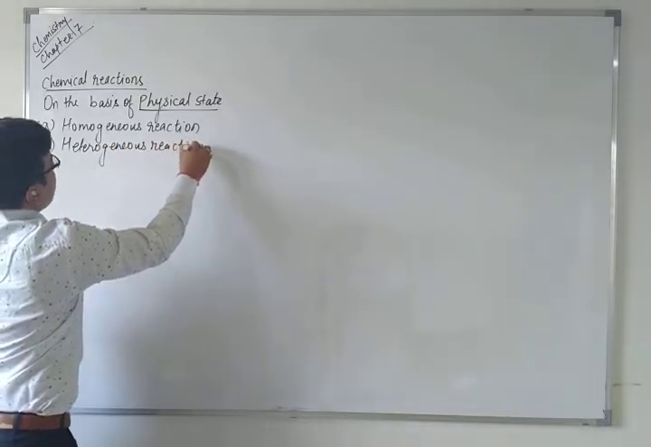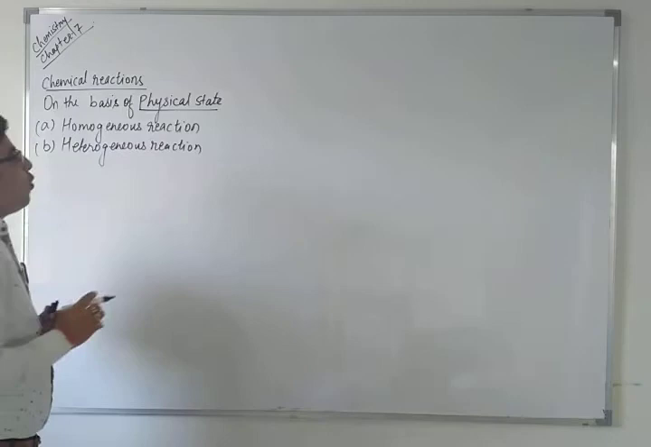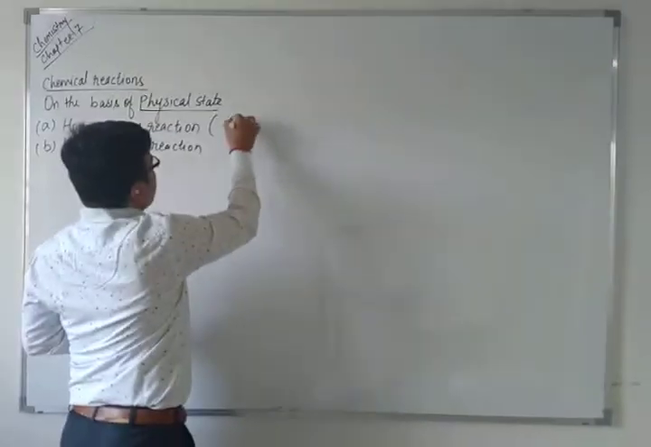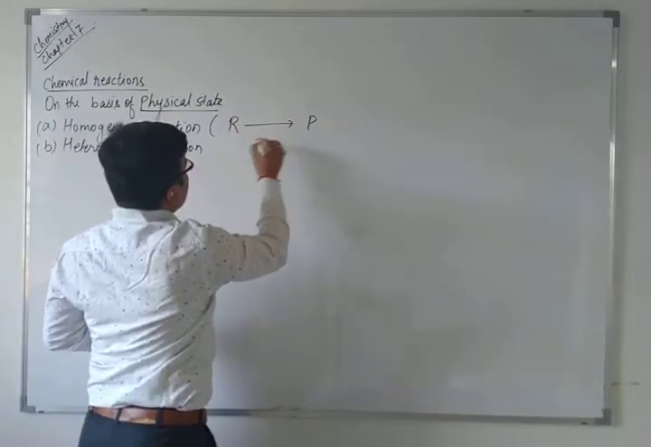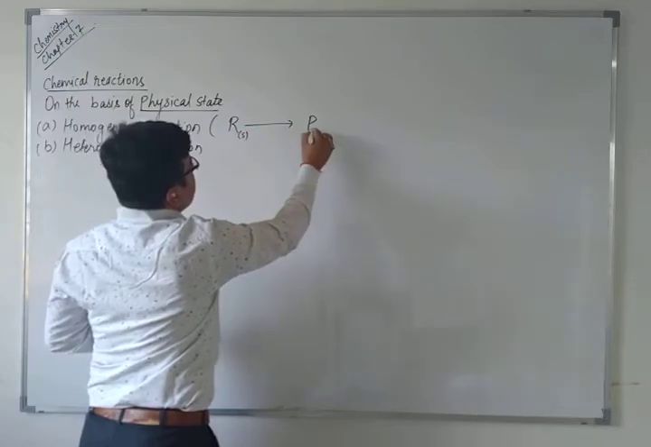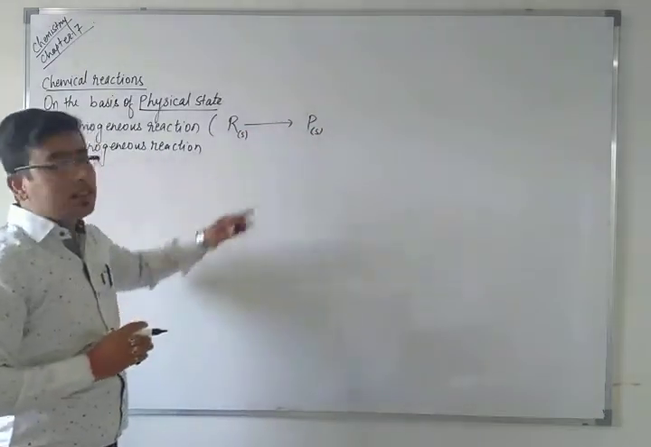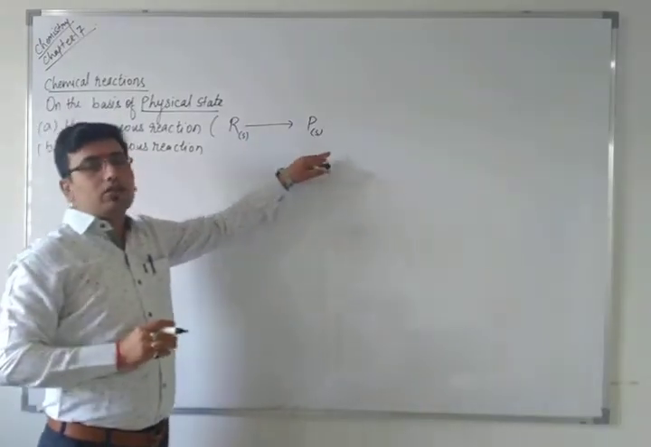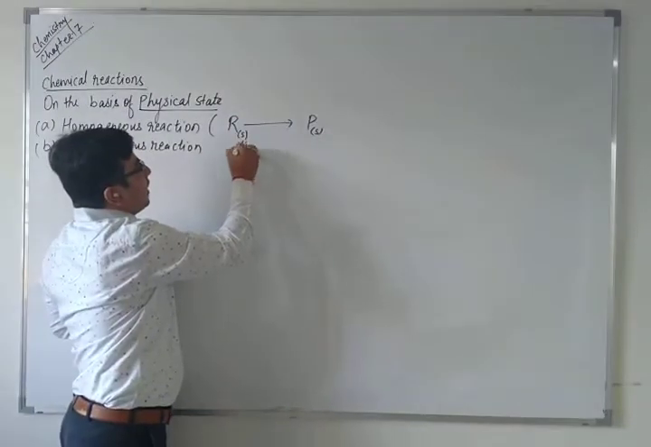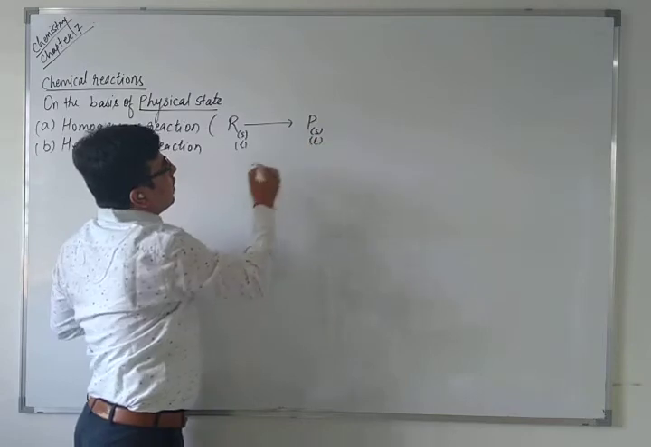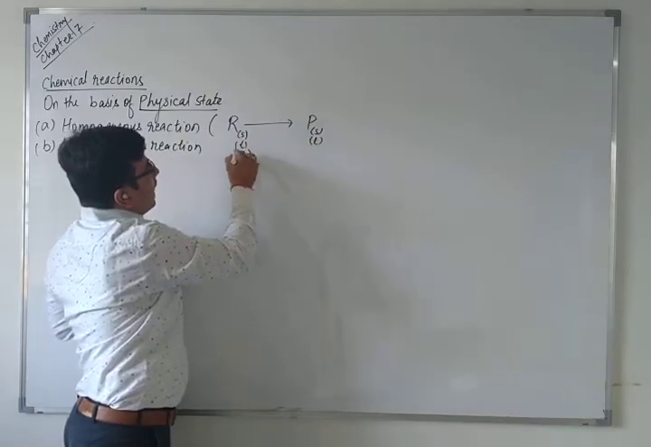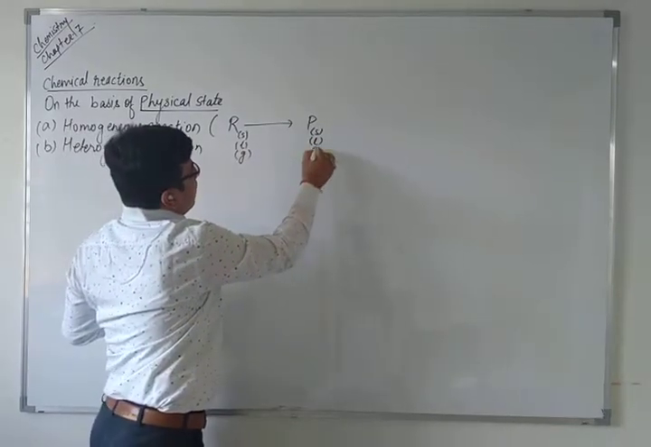What is the meaning of homogeneous reactions? Homogeneous reactions means the reactant and product both will be in the same physical state. For example, if the reactant is in solid state, then the product will also be solid. If the reactant is in the liquid state, the product will also be in the liquid state. If the reactant is in the gaseous state, then the product will also be in the gaseous state.